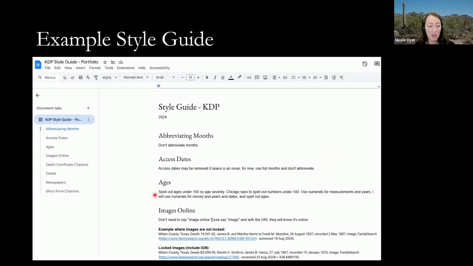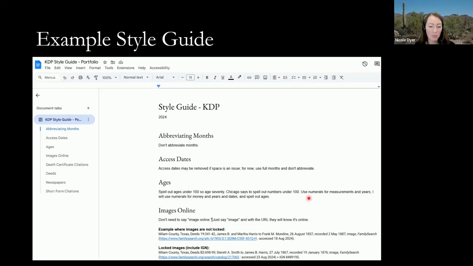Then age. So spell out ages under 100. So I would write seventy instead of putting the numerals 70. And Chicago Manual of Style says to spell out numbers under 100. So that was part of my decision-making process, was looking in the Chicago Manual of Style for that.